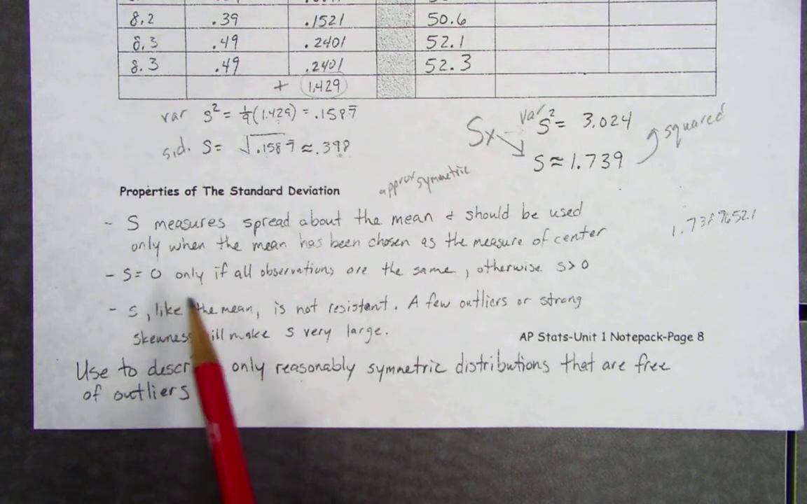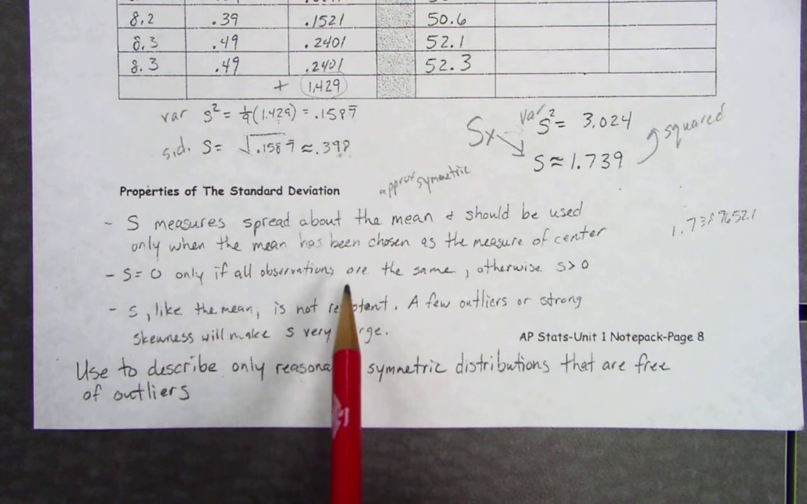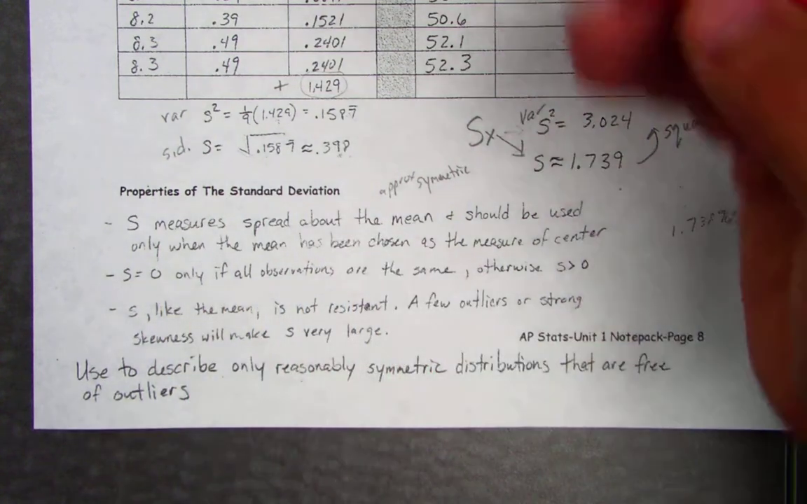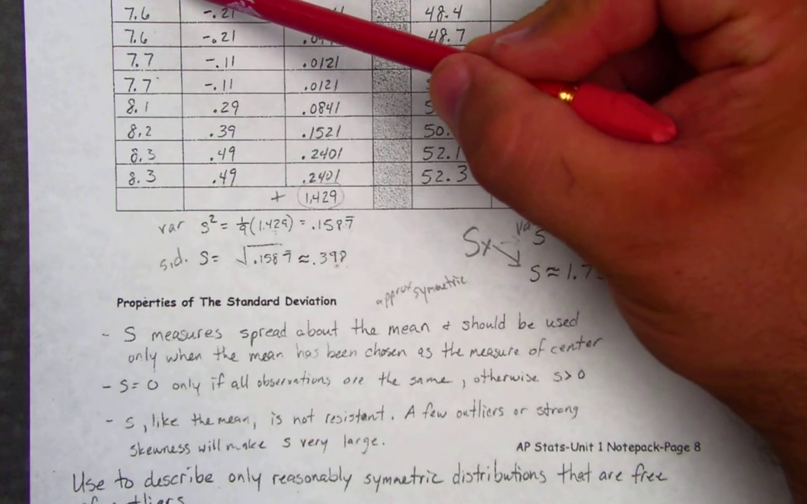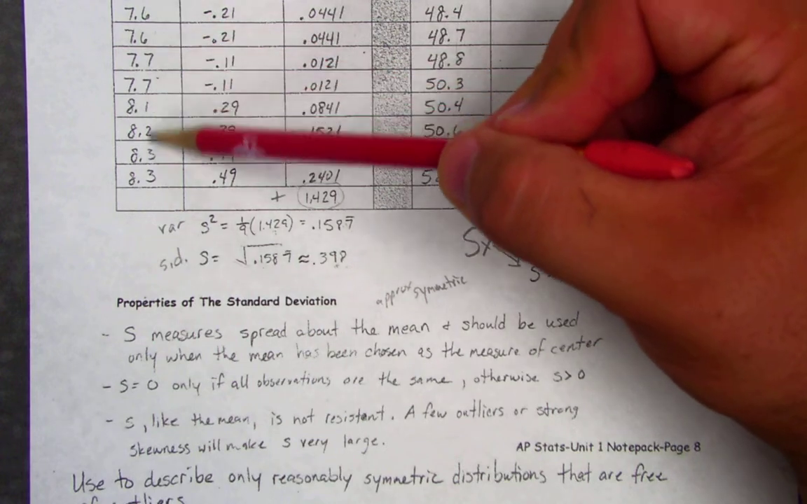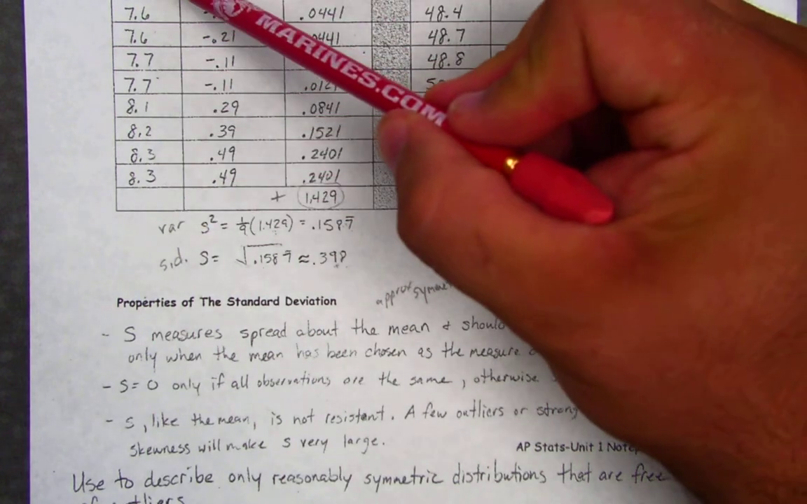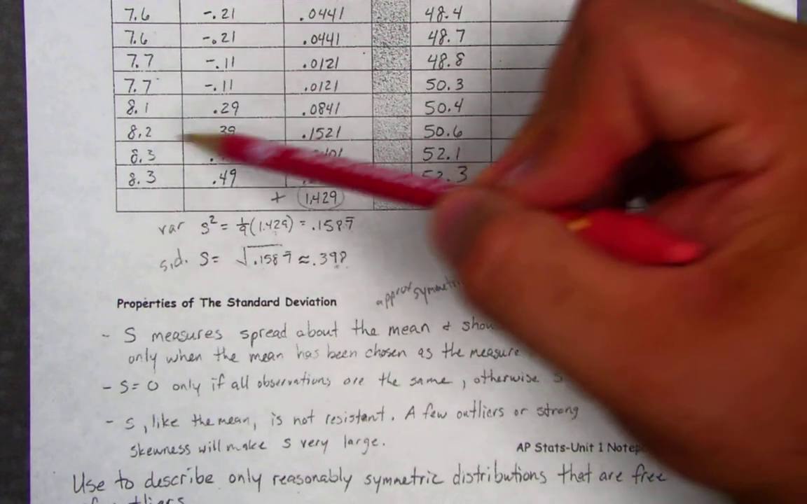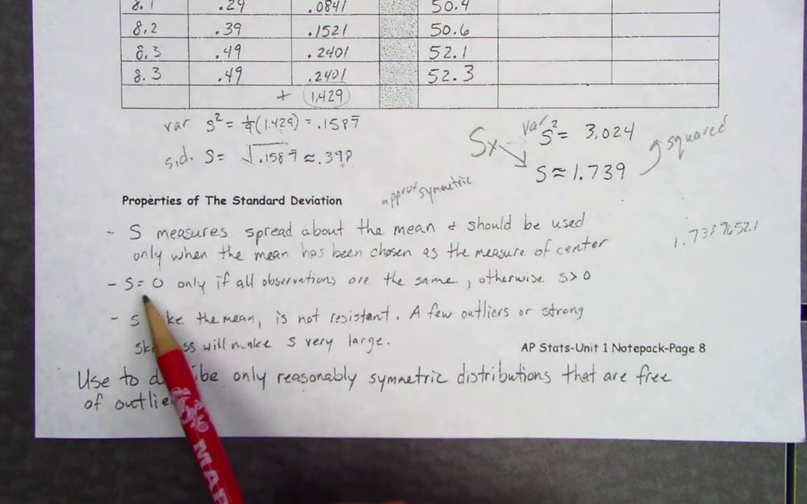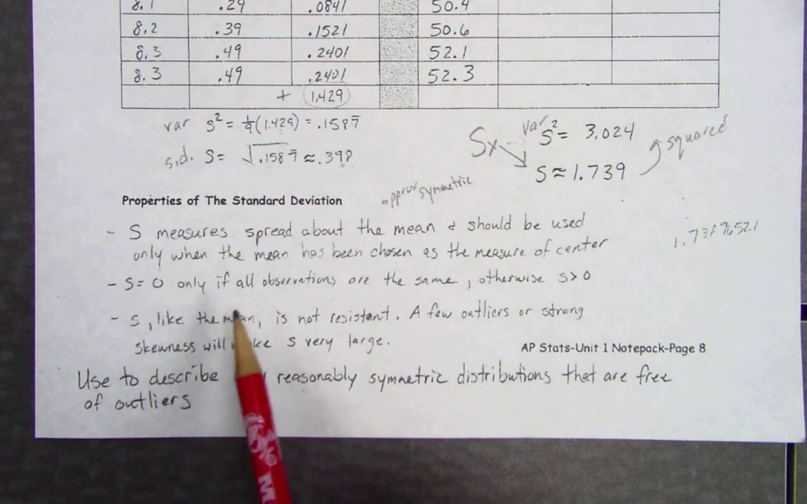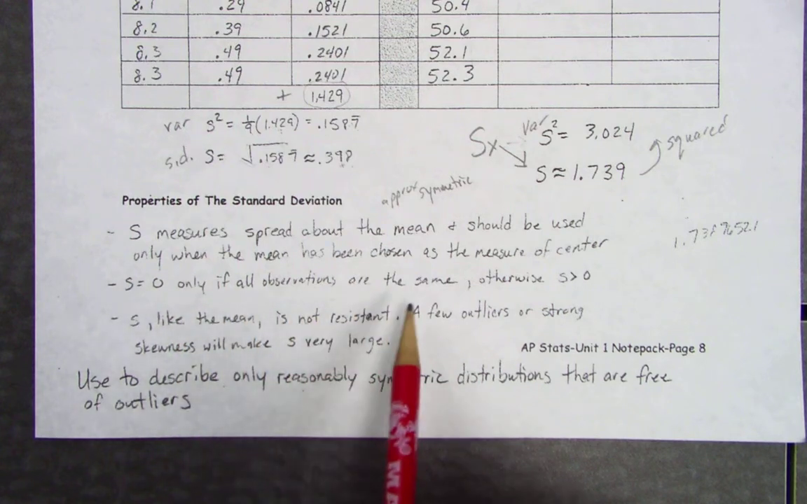S equals 0 only if all observations are exactly the same. So just imagine that all of these were 7.81, okay? Then you'd be subtracting these, you'd get 0 every single time. So if all the observations are exactly the same, then there is no variance at all. They don't vary at all. They're all the exact same. So if S is equal to 0, that only happens when all the observations are exactly the same.